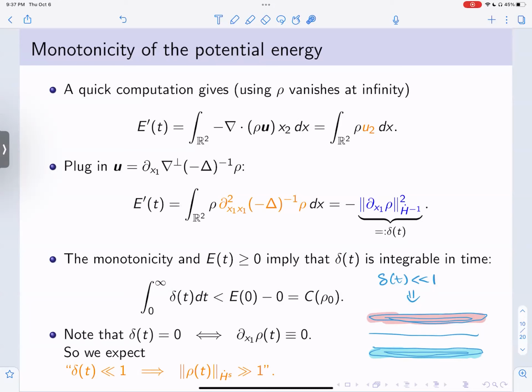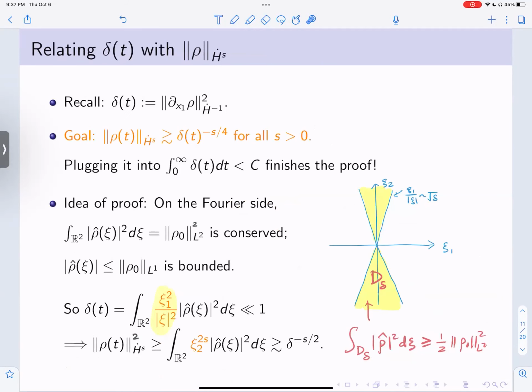And then once rho becomes very much stretched, we want to show that in the vertical direction, it must have very quick variation, and that should be driving the HS norm to be huge. So far this is just hand-waving heuristics, but the actual proof is not too hard. It makes use of the information on the Fourier side.